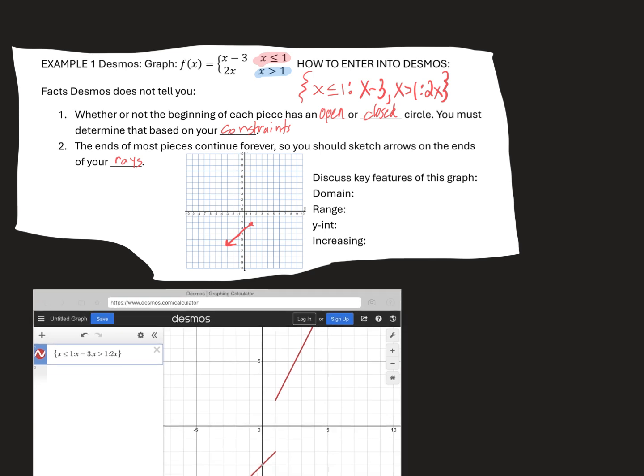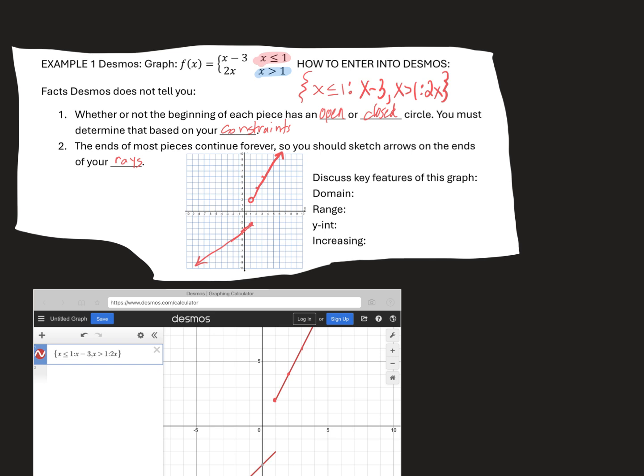I really should make that piece bigger, so let me erase and make that piece bigger. So there's that piece. And then the other piece has endpoints of (1, 2). And at (1, 2), it is an open circle since my blue constraint is greater than 1. Next, I have (2, 4) and then (3, 6). And I'm just getting those ordered pairs from this graph. That's where I got them from. And then I'm going to draw that piece, and that is my graph of my piecewise function.